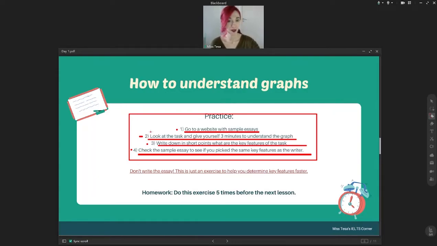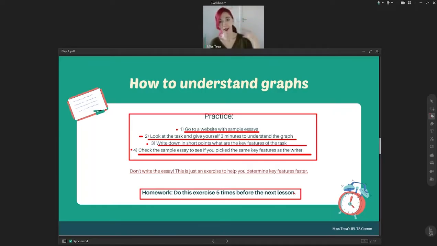So this is the instruction for the homework, by the way. For homework, I want you to do this exercise 5 times. So before the next lesson, do it at least 5 times. I told you, you give yourself only 3 minutes, so it shouldn't take you more than 15 minutes for understanding and maybe 5 extra minutes for reading the sample essays, right? This homework should take you around 20 minutes. Okay.